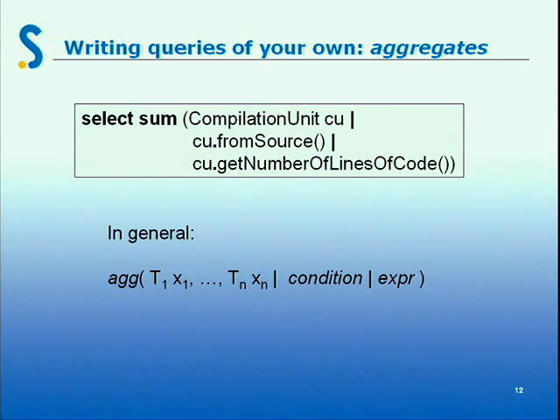Each compilation unit CU, and provided CU is from the source, what you sum is the number of lines of code for that compilation unit. So in general, an aggregate is of the form: some aggregate function, such as maximum, minimum, average, then some variables, the condition that these variables have to satisfy, and then the expression, which is the thing that you're taking the sum or the maximum or the minimum of.